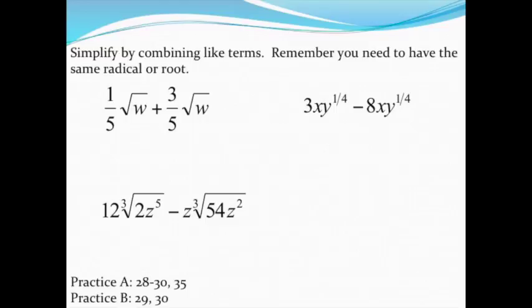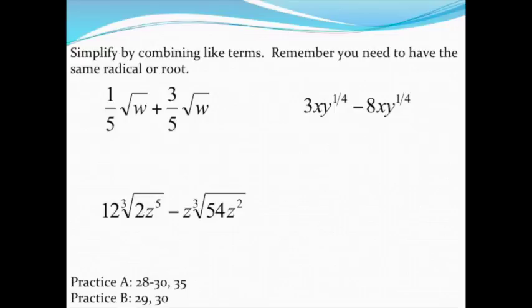We'll go ahead and do the same thing even when the problems get more complicated and they throw variables at us. We want to think of like terms. Like terms need to have the same exact combination of variables and exponents and radicals. As long as everything is exactly the same, we can just add or subtract coefficients.